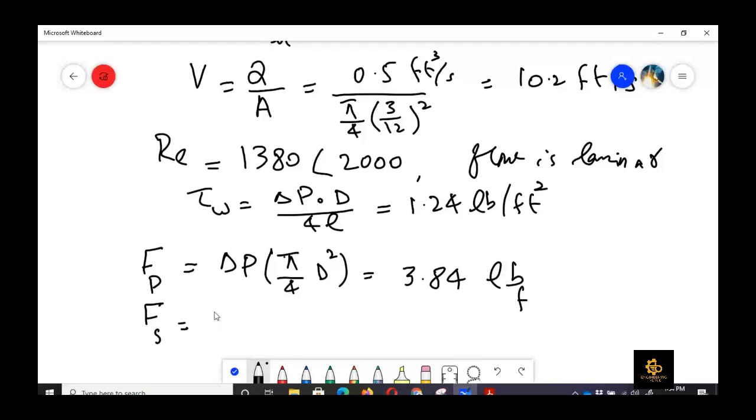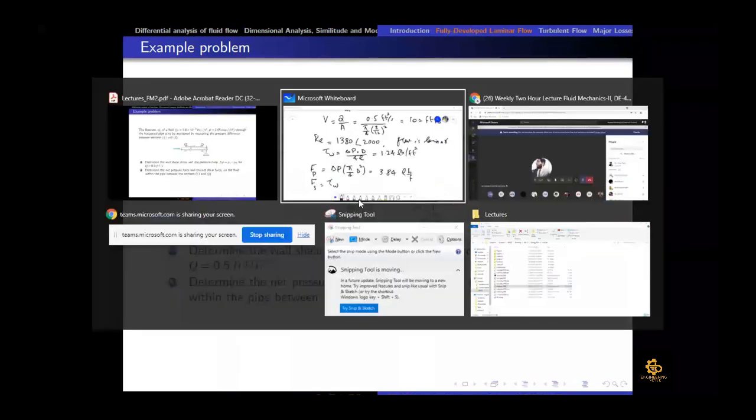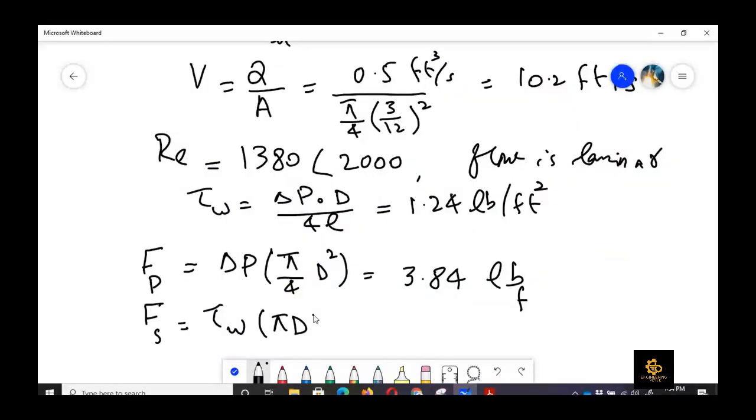So now for the shear force, if we see again, it has the unit of pound force per feet square. So it means that it also needs to be multiplied with some area. But now we recognize that wall shear stress acts on the pipe surface. So if we want to calculate the pipe surface of a particular length, that would be equal to circumference into that length. So that would be pi d L. So tau omega into pi d L. So it should be small.